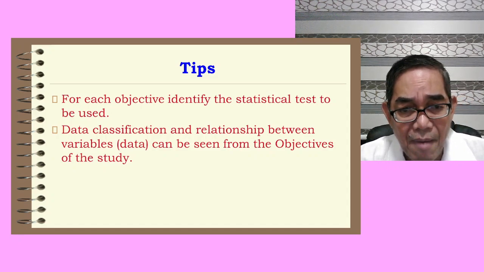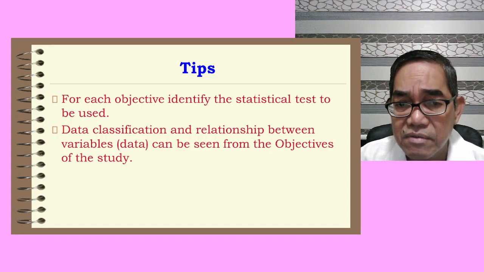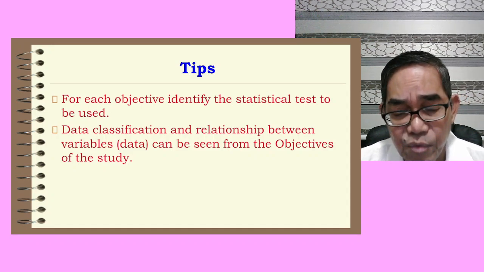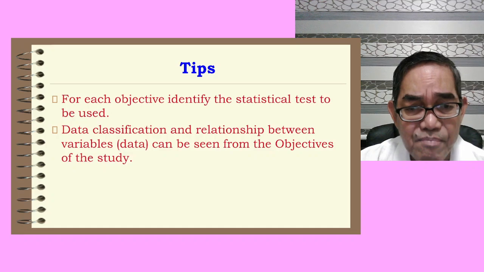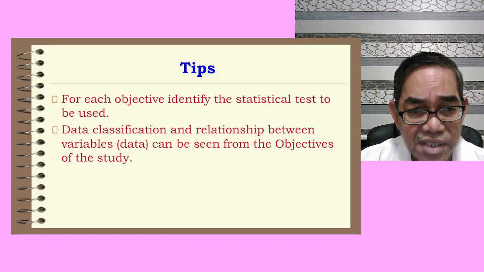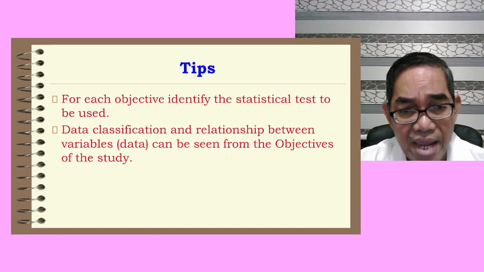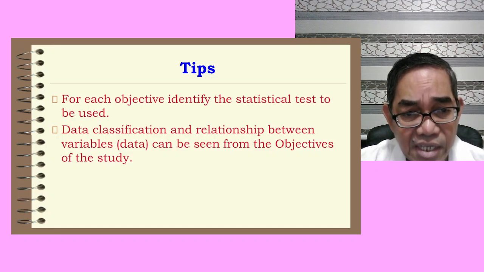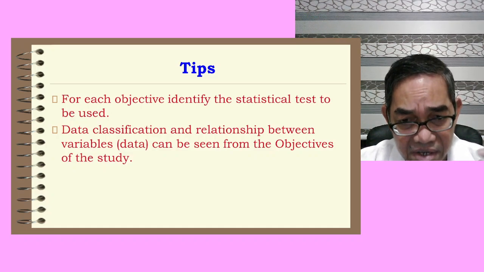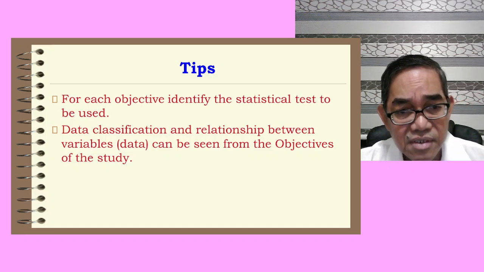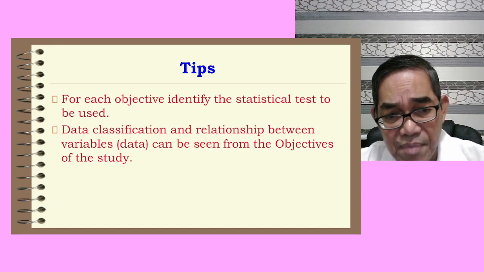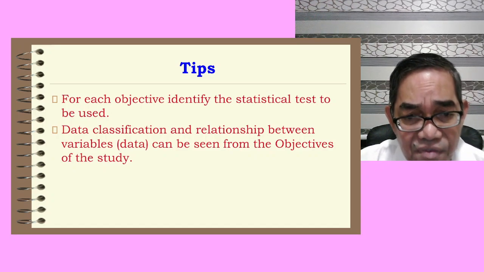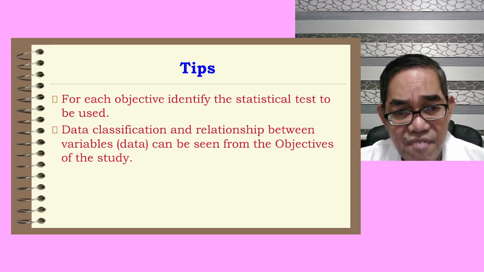I am about to end. We just talk about some tips later on when you make your research proposal. For each objective, identify the statistical test to use. And we said that in identifying the statistical test, we need to know the data classification and the relationship between variables and then their data classification, whether it is the independent or the dependent variable, what are the data classification for the dependent and independent variables.